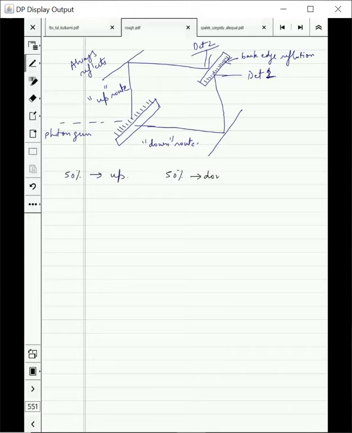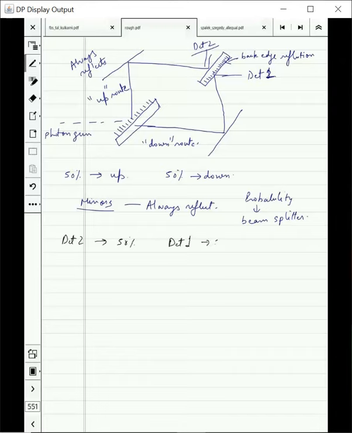Remember that the two mirrors always reflect. So probability comes into the picture only at the beam splitters. In the first beam splitter, I have a 50% chance of going up, 50% chance of going down. Then the second one also, I have the same thing. And if you calculate the probability, it will turn out that detector 2 should click 50% of the time, detector 1 should click 50% of the time. That is because my photon can take the up route and then get reflected at the second beam splitter. That will contribute 25%. The other one is it takes the down route and then gets refracted at the second instance.